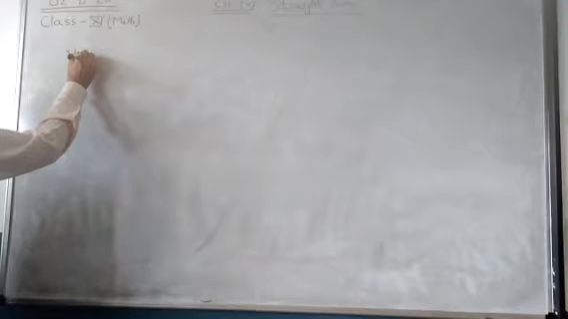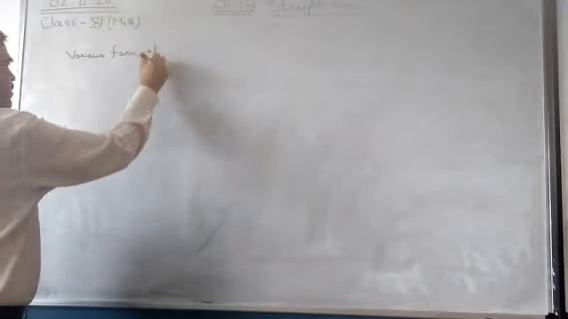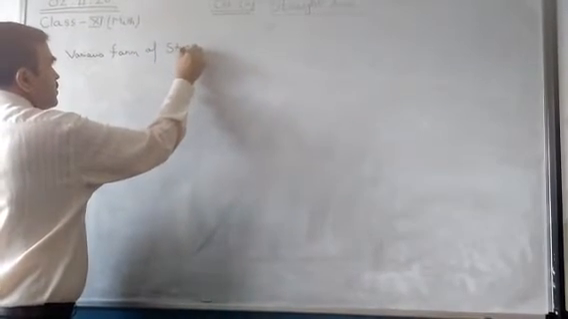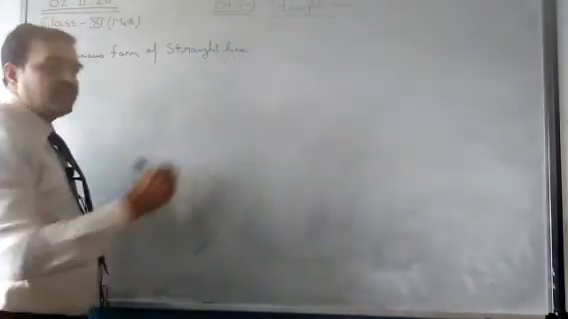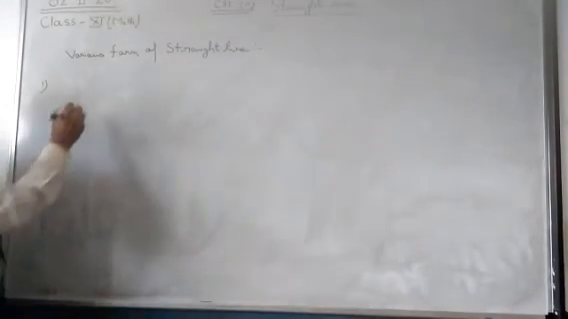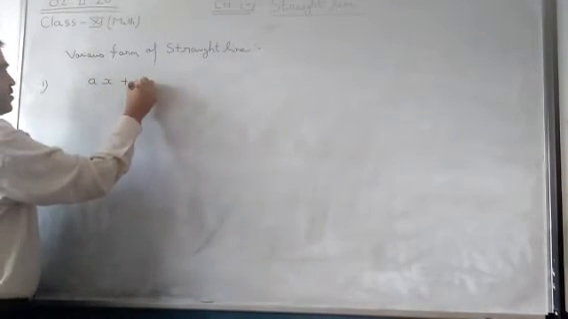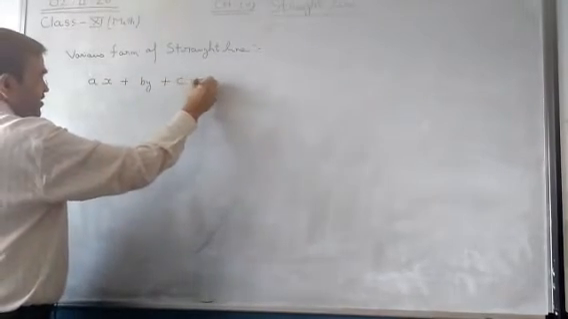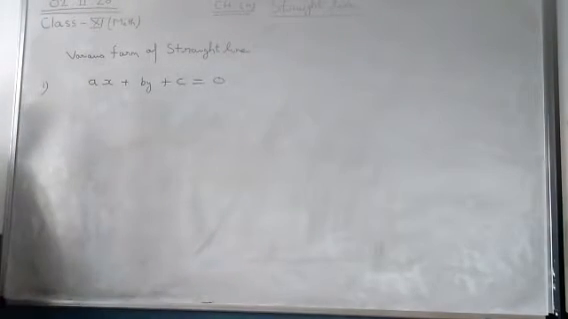Various forms of straight lines. First, the general equation of a line: ax plus by plus c is equal to 0. Number one, write down the first form of equation.